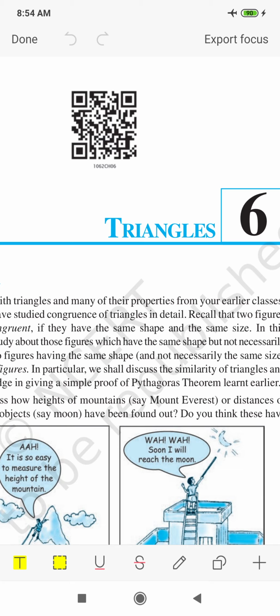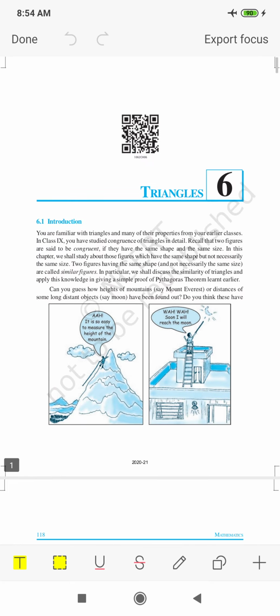Two figures are called congruent if they have the same shape and the same size. Shape should be the same and size should be the same, then they are called congruent figures. And which two figures are called similar figures? If the figures have only the same shape, the size may or may not be the same. Size doesn't matter, only shape matters. Two figures having the same shape are called similar figures. We will see examples of it.